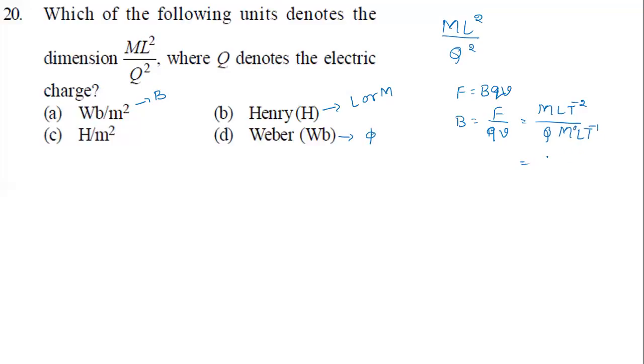Now if I simplify, M will be there as it is. We need to get Q square in the denominator. Here Q square is not there. So this is the wrong answer. Look at now the second option. Henry is given. What is the formula for Henry?